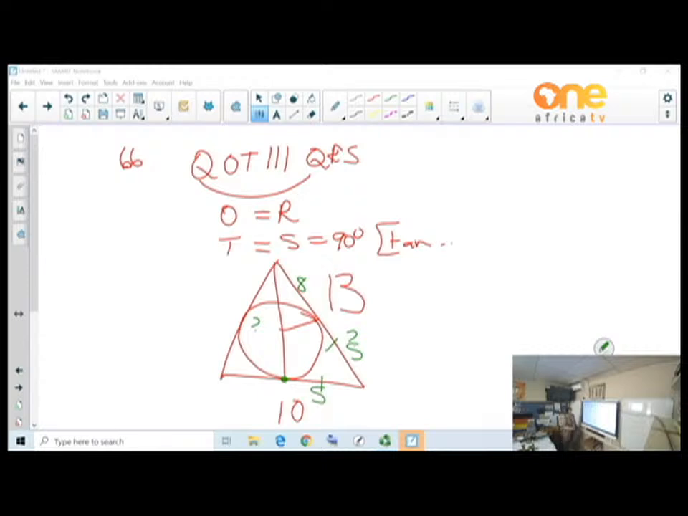Okay, so 13 squared minus 5 squared is equal to 12. Okay.